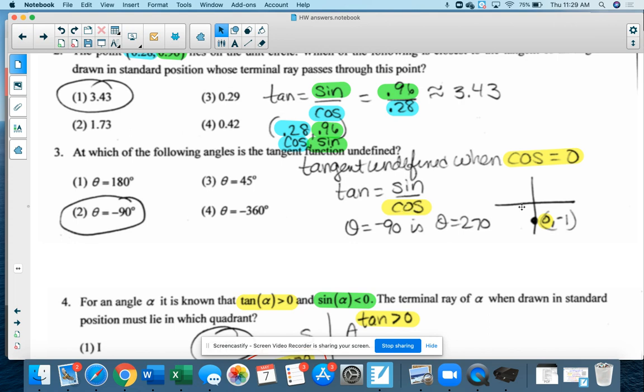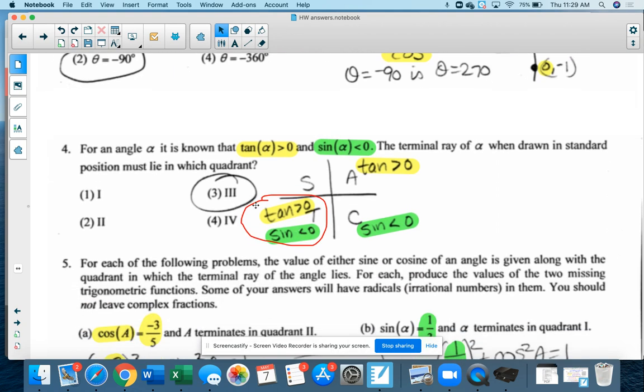When cosine is equal to 0, the cosine is the x coordinate, right here at (0, -1), and this is right here 0. So that's either an angle of 270 degrees if I go all the way around, or if I start here and go clockwise, that's an angle of -90 degrees. So question 3 is choice 2.